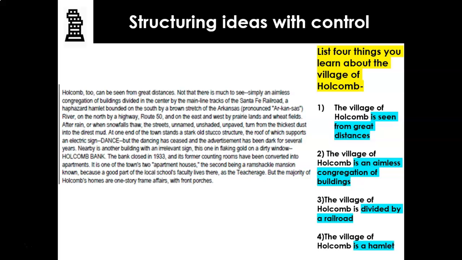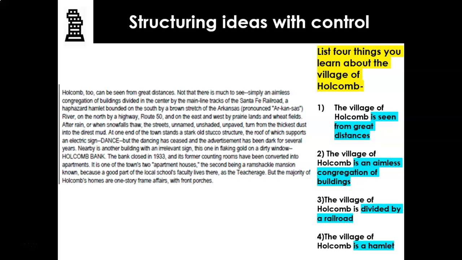What a beautiful image, aimless congregation. It's like a meeting of aimless buildings, aimless, without purpose. This is a town that is definitely kind of like devoid of purpose and care. It's aimless, it's a bit lost, it's kind of lost its way. Okay, number 3. The village of Holcombe is divided by a railway road. So I'm just reading on through. We've got the buildings, then we learn that there's a railway road that goes through the middle. Okay, the centre by the main line tracks. Okay, brilliant. And the village of Holcombe is a hamlet.